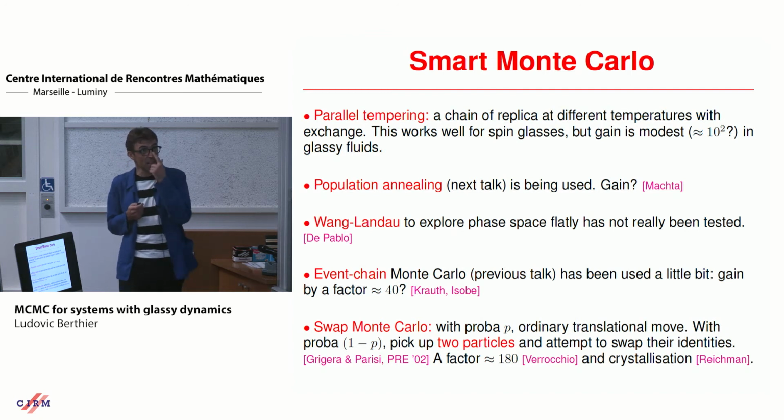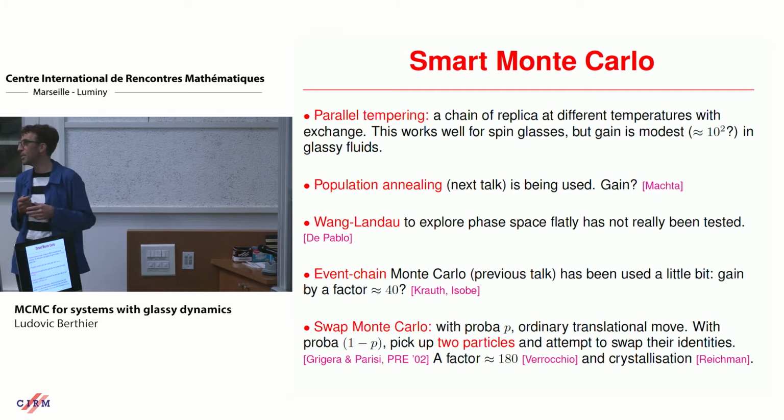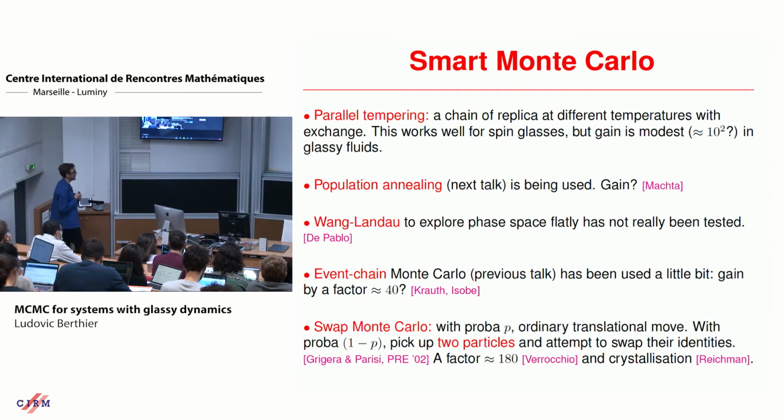Interestingly, the event chain Monte Carlo that we had in the previous talks, and probably other talks, has been used just a little bit in the context of glassy physics, a lot in the context of monodispersed systems. Not so much in terms of glassy physics.